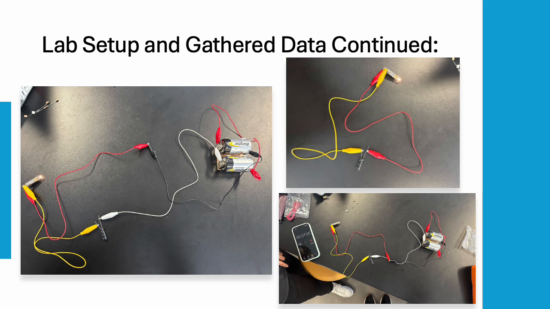Here's more of my lab setup where we can see three more circuits. The leftmost circuit contains a battery, a light bulb acting as a resistor, and a capacitor. On the bottom right, you can see where we are timing the charge time of the capacitor, and then the top right, you can see how the light bulb is being powered purely from the capacitor and no battery.